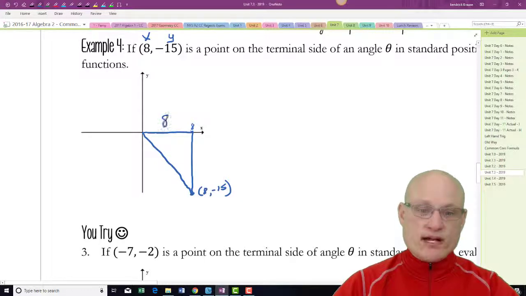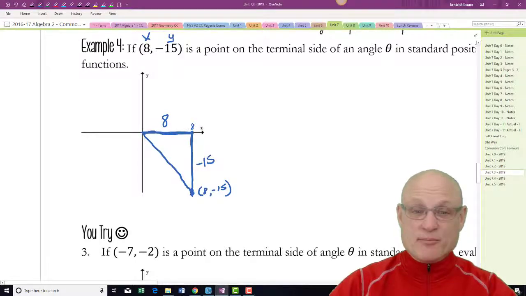So this side is 8, right? Because isn't that how long I counted to get here? And down, I went down 15, so that's negative 15. So I got to find the missing side.